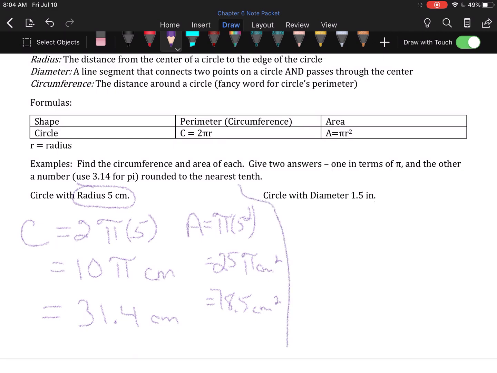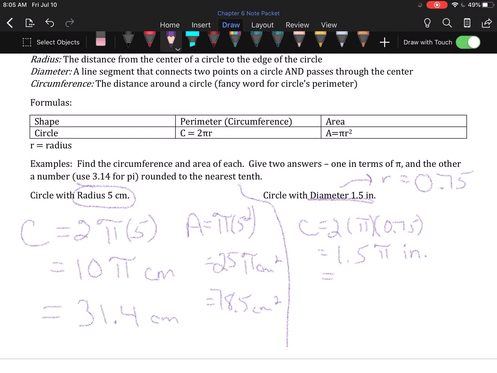This next circle, we have a problem because we're given a diameter, which means the radius is half of that diameter. Half of 1.5 is 0.75. Okay, so circumference is 2 times pi times r. Except I shouldn't put r there because we know r is 0.75. 2 times 0.75 is 1.5. So 1.5 pi inches is our pi form of the answer.